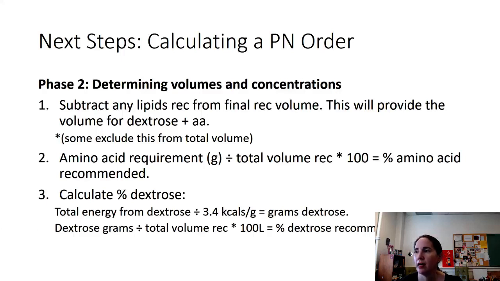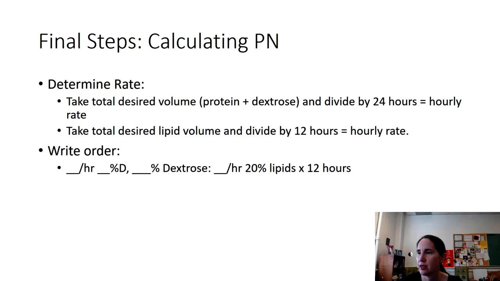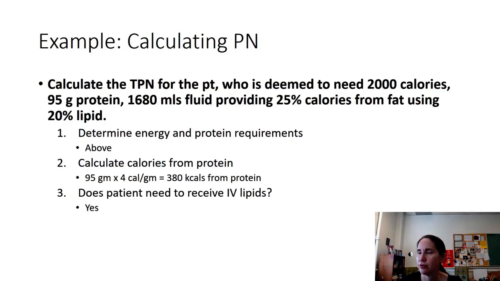So we would subtract lipids from recommended volume. That will provide the volume for dextrose. Then our amino acid requirement divided by the total volume gives our percent amino acids, etc. And then you determine your rate and write your order.